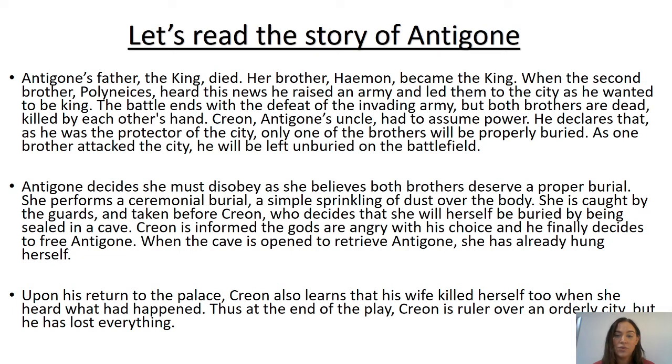Creon, Antigone's uncle, had to assume power. He declares that as he was the protector of the city, only one of the brothers will be properly buried. As one brother attacked the city, he'll be left unburied on the battlefield. Antigone decides she must disobey, as she believes both brothers deserve a proper burial. She performs a ceremonial burial, a simple sprinkling of dust over the body.